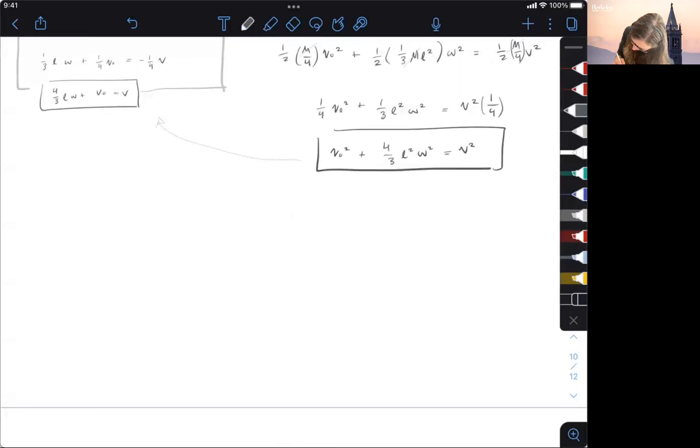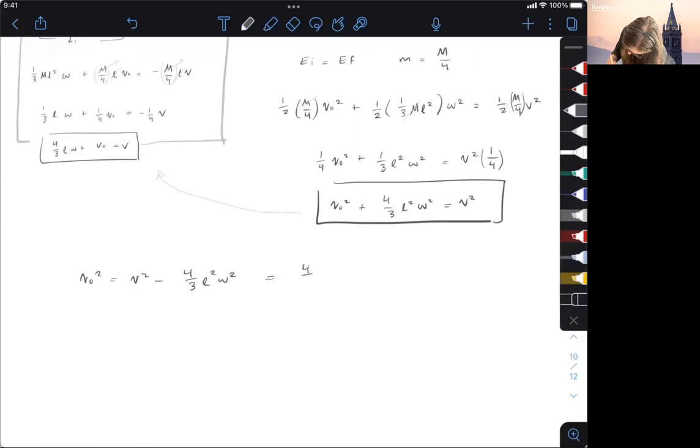So let's set this v equal to v naught squared. We're going to just solve for a bunch of stuff here. Okay, so we're going to say v naught squared is equal to v squared minus 4/3 L squared W squared. This is not going to be too bad, just a little bit long. A lot of things you can just algebra together and it's going to be okay. V naught squared minus 4/3 L squared W squared.